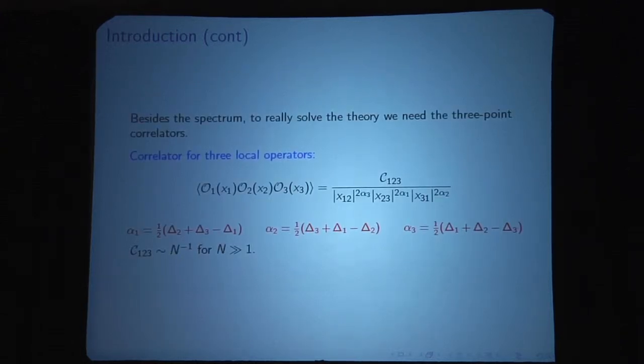But I want to say that besides the spectrum, to really solve the theory we need to know the three-point correlators. This is a conformal field theory, so a correlator must have this form, which depends on the separations between the operators in this fashion, and everything is determined up to this constant C_123. These alphas here are linear combinations of the dimensions of these operators. And if we're talking about single trace operators, one thing we can say is that in the large N limit, the structure constant should behave like 1 over N.